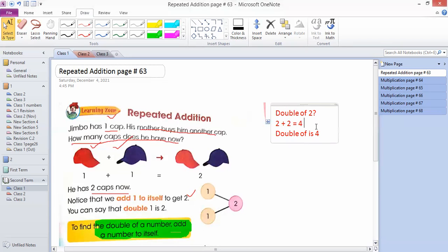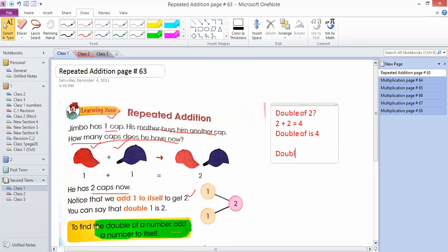Or you can find doubles by one more way. You know, the double of 2 means 2 plus 2, or you can also say it is 2 multiplied by 2. You can also multiply the number for which you are finding the double by 2. In that way also you will find the double. Okay, we keep it for the next example. In the next example, it will be very clear to you.